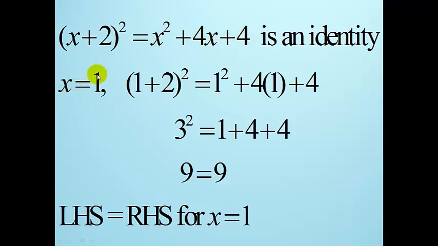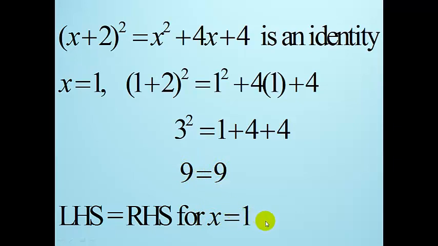Now, when you put x equals 1, that means that wherever you see x, we substitute 1. And so in doing that, we have (1 plus 2) all squared equals 1 squared plus 4 times 1 plus 4. 1 plus 2 is 3. So we have 3 squared on the left hand side, and 3 squared is equal to 9. Now 1 squared equals 1. 4 times 1 equals 4, plus 4. So 1 plus 4 plus 4 is equal to 9. So we can see that the left hand side is equal to the right hand side for x equals 1.